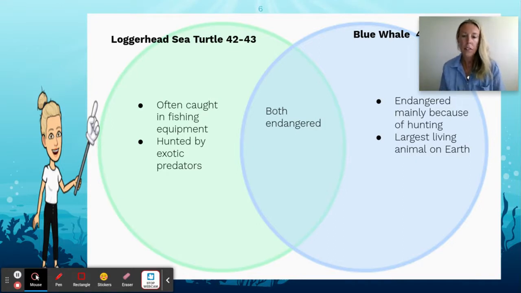Let's look at how they are similar in the middle. They are both endangered. Let's look at the Loggerhead Sea Turtle. They are often caught in fishing equipment, and they are hunted by exotic predators. The blue whale, endangered mainly because of hunting. They are the largest living animal on Earth.